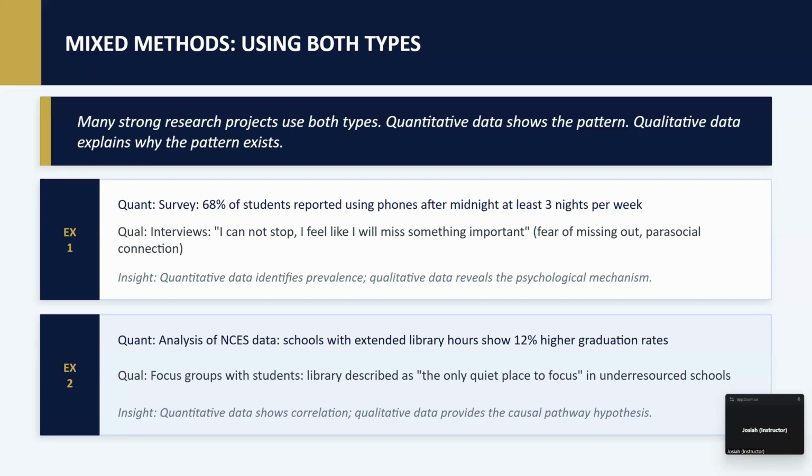Quantitative data identifies prevalence, but qualitative data reveals psychological mechanism. So example number 2, quantitative data. It could be an analysis of an online data set, which says schools with extended library hours show 12% higher graduation rates. But qualitative data might say library described as the only quiet place to focus in under-resourced schools. So based off of this, quantitative data shows correlation, but qualitative data provides the causal pathway hypothesis.